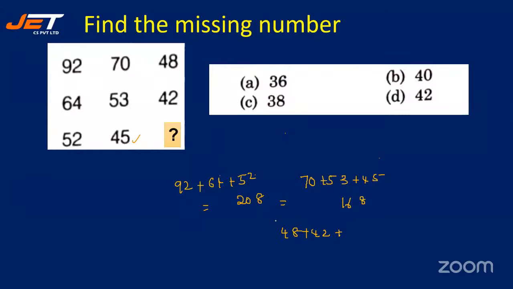Right? So here the difference between 208 and 168 is 40. So here 48 plus 42 plus what you get, 38, will give us 128. So now the difference between 168 and 128 is also 40. So your answer is correct. That is option C, 38. All right, students. Okay. See the next question.